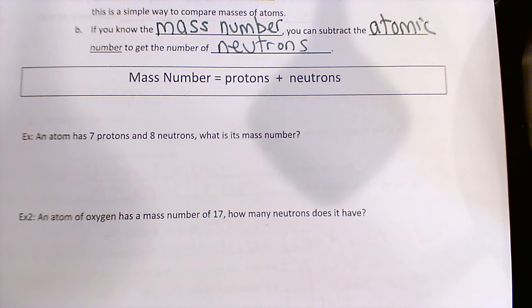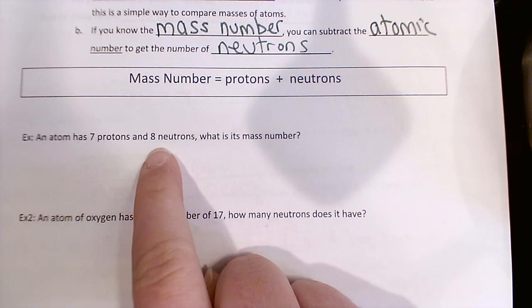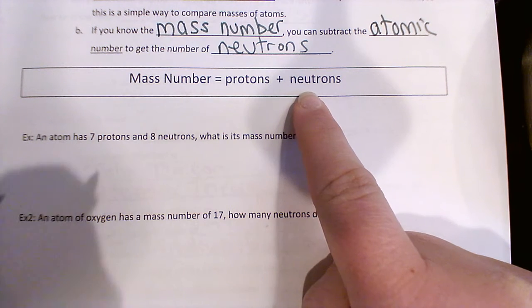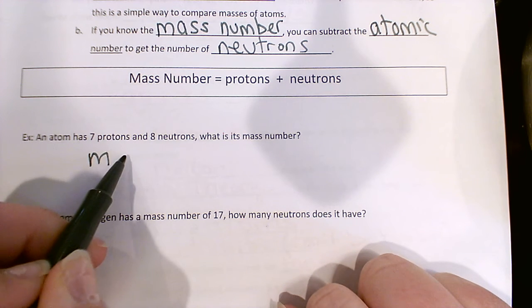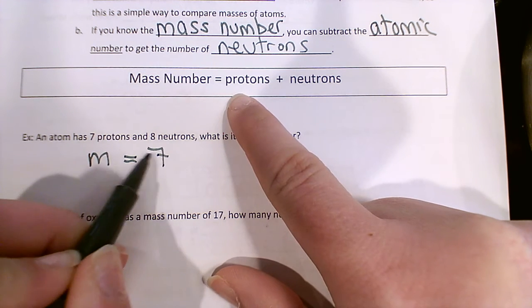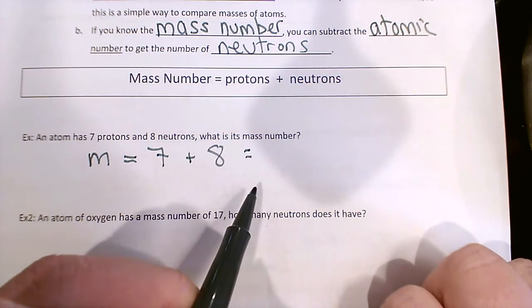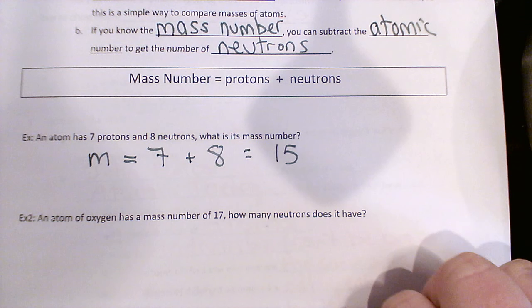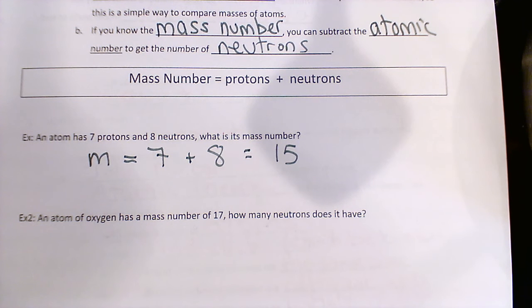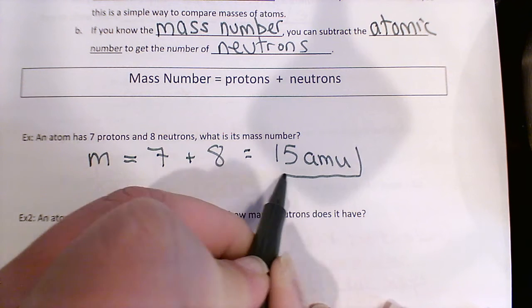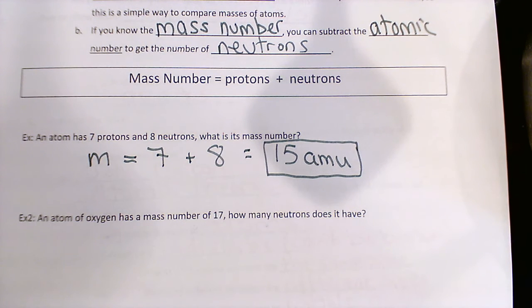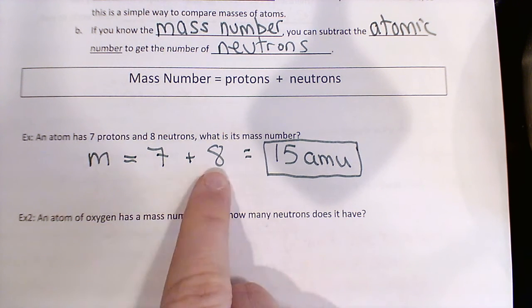So we have 2 examples, and if you write nothing else out, please write out the examples so that when you have an assignment you know what you're doing. An atom has 7 protons and 8 neutrons. So I look back up at my equation. I'm going to go M for mass number equals number of protons, 7, plus number of neutrons, 8. 7 and 8 is 15. The unit we said we're going to measure mass of atoms in is AMU, atomic mass units. That one's pretty simple. If you know protons and neutrons, just add them together.